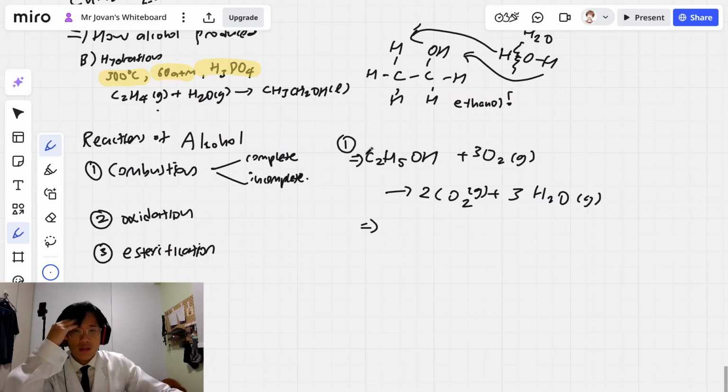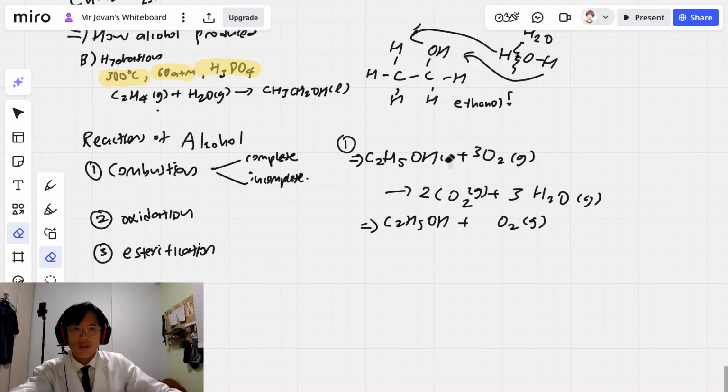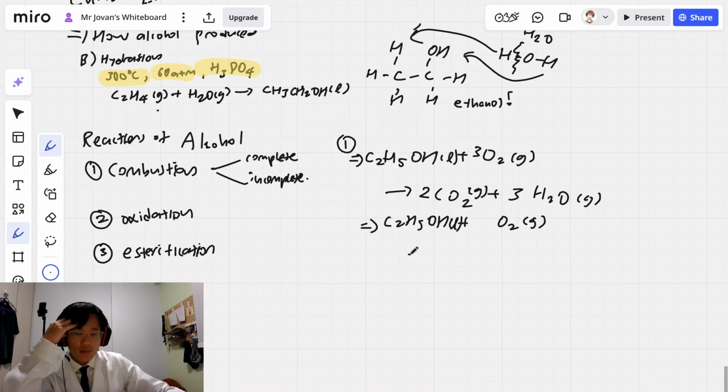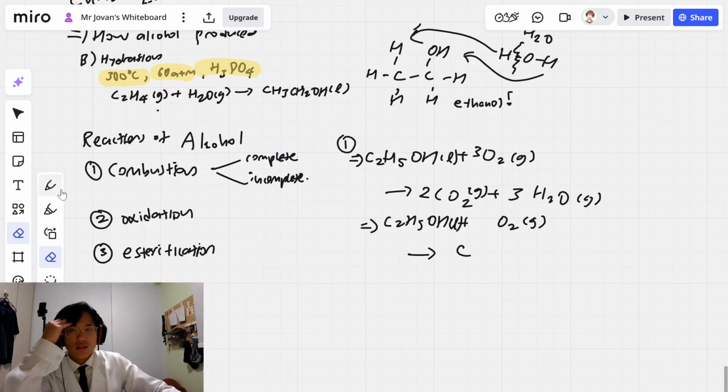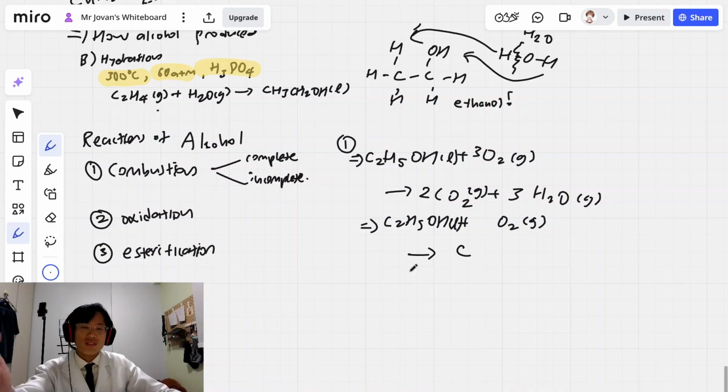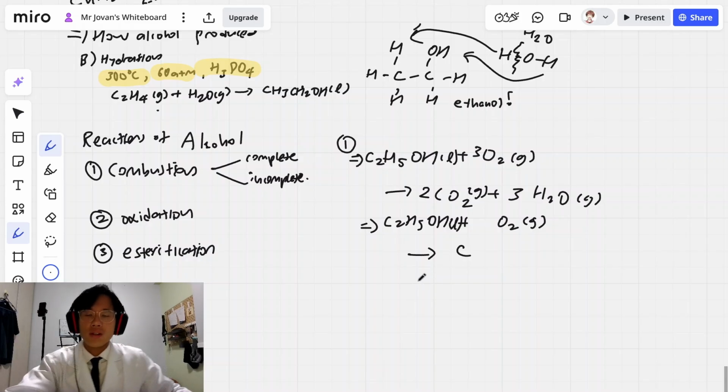Now, what happens if it's incomplete? For incomplete combustion, what are our products? Can you tell me again? Because I completely forgot. Hold on, liquid. It's liquid. So what are the products again? Yeah, very good. It's either carbon or carbon monoxide. Very good. You're learning. Once you know combustion for one of them, you know for all of them already. All of them go through combustion. So simple, so obvious. When I say all of them, I mean all we learned so far.